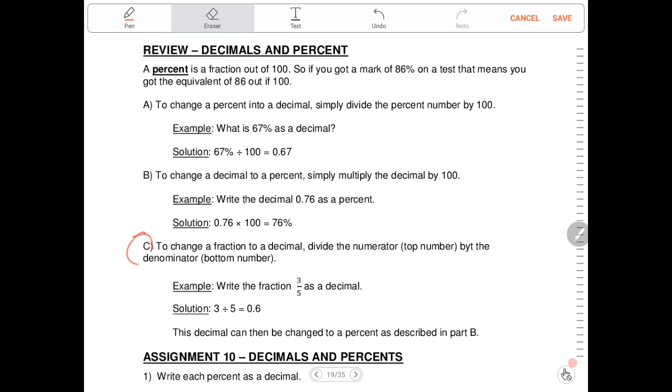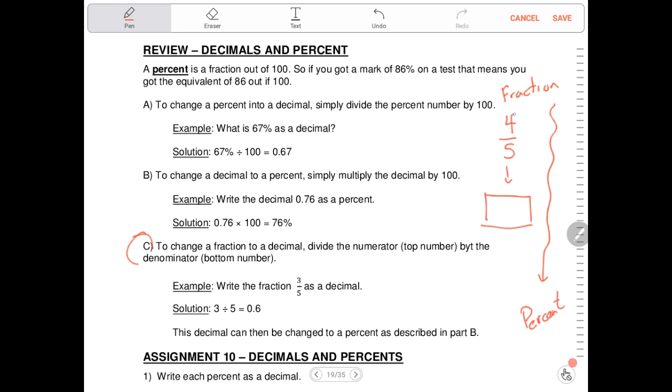One thing you're going to come across is they might give you, let's say, 4/5. Now that's in fraction form. And they want you to get that into a percentage. Well, how do you do that? Pretty simple, actually. There's a middle step. You need to get that fraction into a decimal.